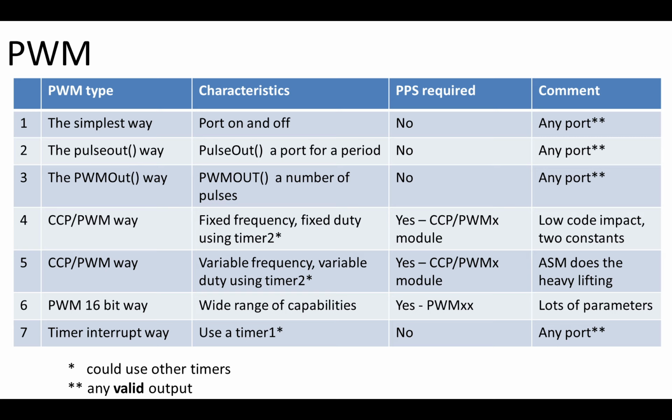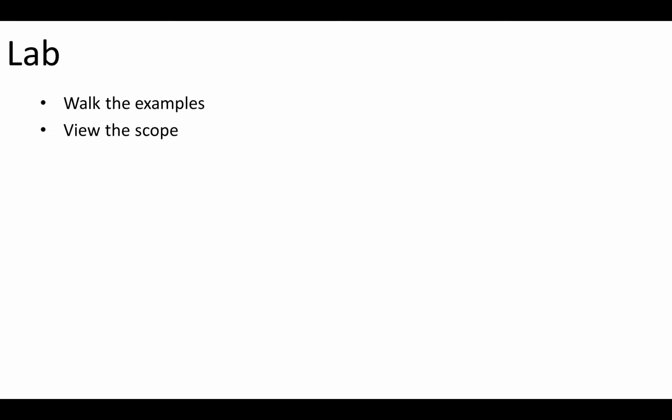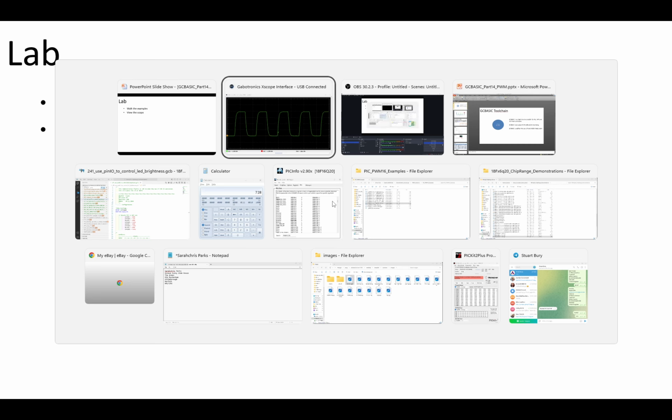And the 7th way, which we won't look at today, we'll look at that in interrupts, is you could use a timer and just turn the LED on and off. We'll do that in another session about interrupts. So essentially, we have 6 ways we're going to look at, but there is a 7th way, which is using an interrupt. So we're going to walk through the examples and view the scope each time.